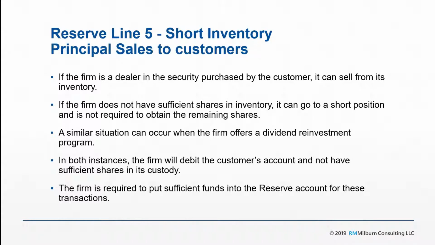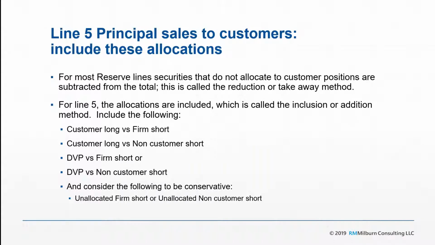Now, in both instances, the firm will debit the customer's account and not have sufficient shares in custody, and the firm is required to put sufficient funds into the reserve calculation for these transactions. Let's take a look at line 5, principal sales to customers, and see what's included in these allocations. All right, now this is kind of an interesting one.